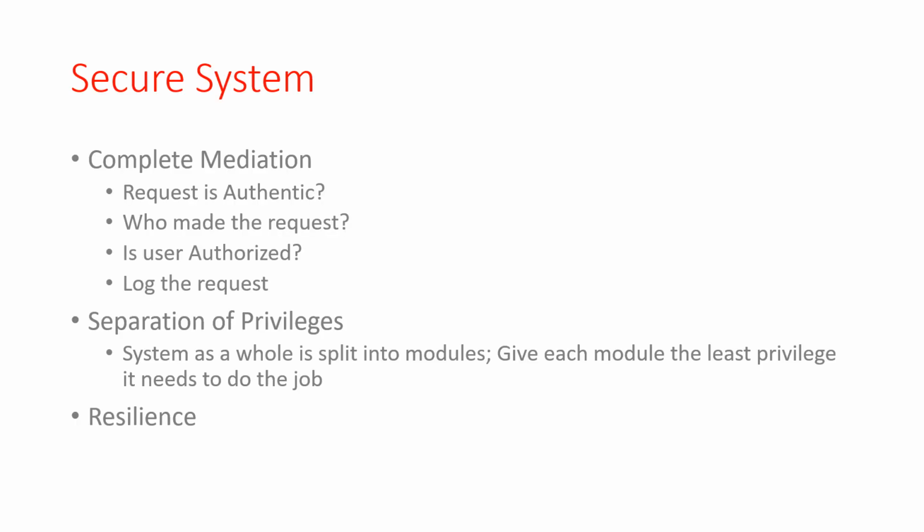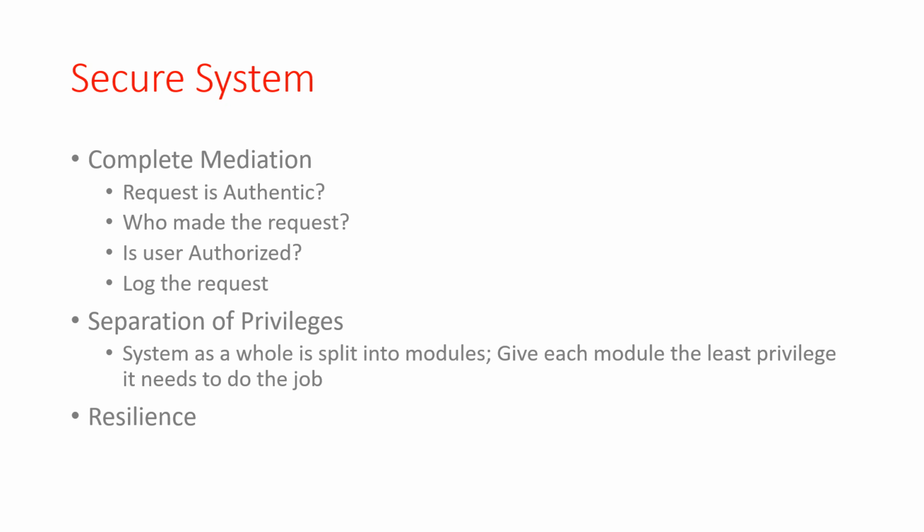When building a secure system, I generally keep three principles in mind. First is complete mitigation. That is, every access to any resource must be checked for authorization. So first check every request is authentic, the request is not modified, and it does not contain any malicious content. We want to know who made the request, and that the user is not an adversary or a man in the middle. We also want to know the user is authorized to make the request. Lastly, we log every request so that we can trace back and play back the request.